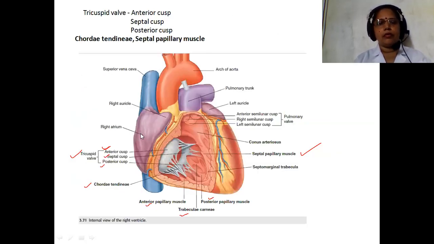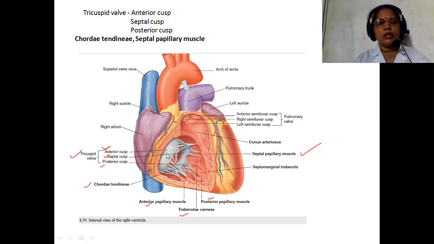This is the slide for the internal view of the right ventricle. In the right ventricle, you can see the tricuspid valve very clearly. Again, why is it called tricuspid? Because this valve consists of three cusps. What are the three cusps? The anterior cusp, the middle cusp, also called the septal cusp, and the posterior cusp.